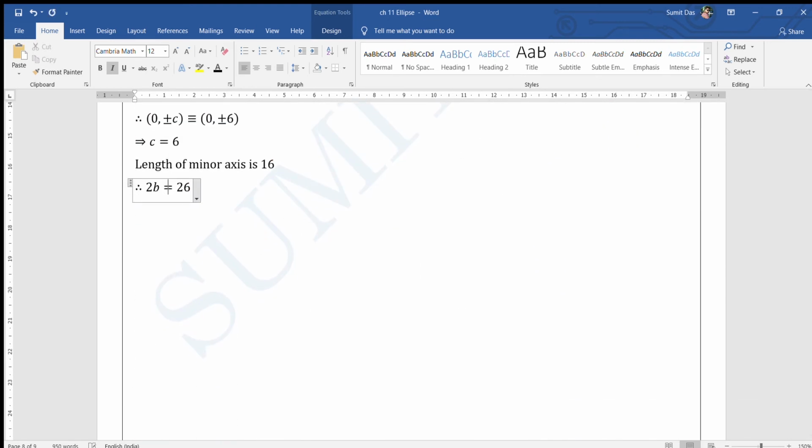So here 2b equals 16. Therefore the b value will be 16 by 2, which is equal to 8. Next line, b square will be 8 square, which is equal to 64.